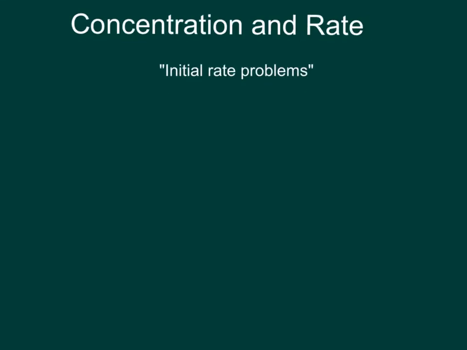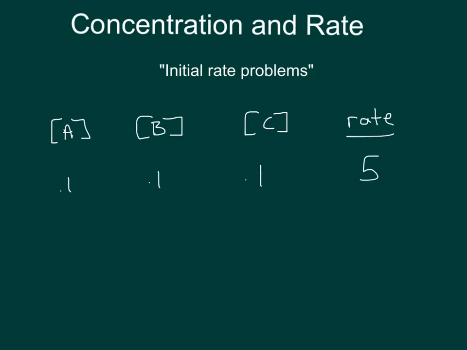One type of problem you'll face in this chapter involves concentration and initial rate. These are called initial rate problems. You'll be given data about the concentration of reactants, say reactants A, B, and C, and some information about the initial rate of the reaction at those concentrations. Basically, what you'll do in these problems is look to see what happens when the concentration of A is changed, but B and C remain constant.